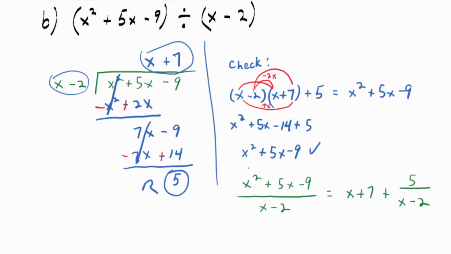So another way to write that division problem, or write that division, would be like this. X plus 7 plus 5 divided by x minus 2. And in fact, my math lab is going to have you write most of your answers that way, I believe.